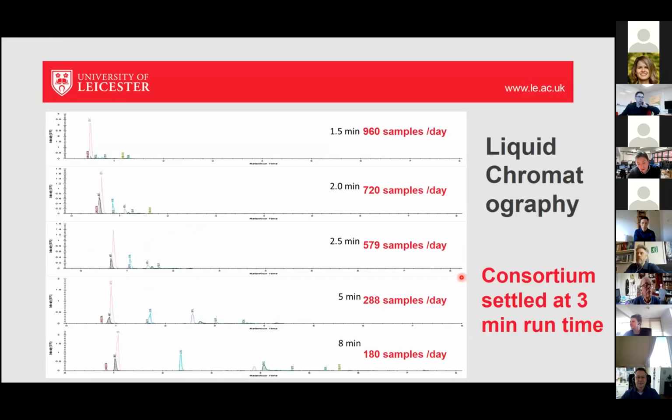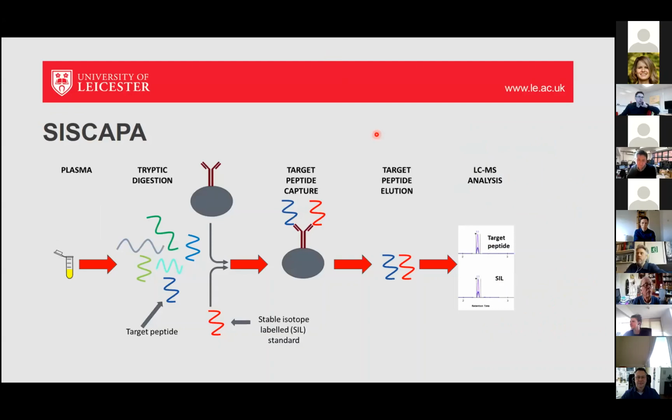In terms of chromatography, 8 minutes seemed quite good, and that would deliver 180 samples per day. But we looked down to 1.5 minutes, which would give you nearly 1,000 samples per day. But we ultimately found that this, to some extent, gave bunching. A lot of the peptides that we're particularly interested in started to coelute, and so we settled as a consortium on a 3-minute runtime, which is about 500 samples per day per machine.